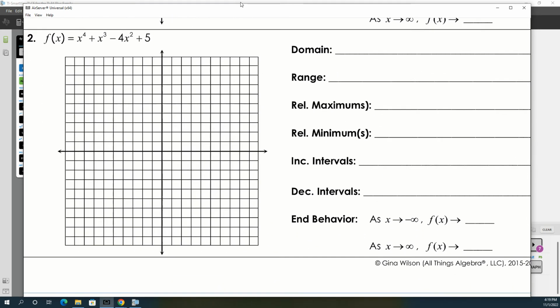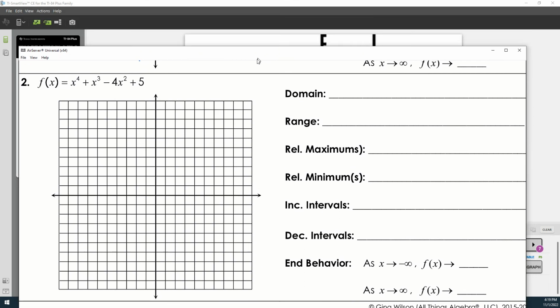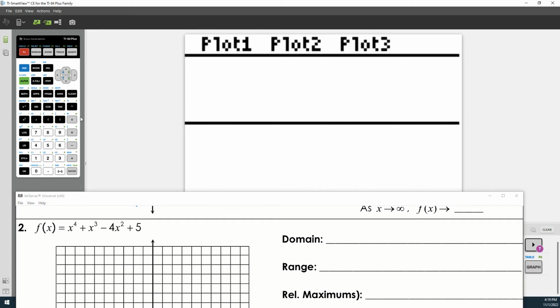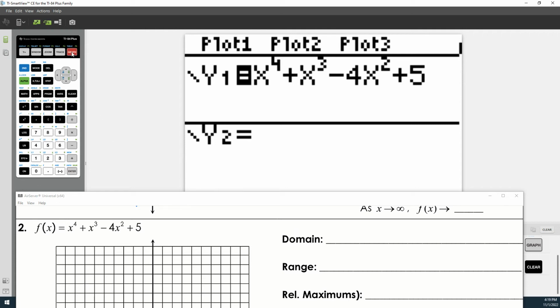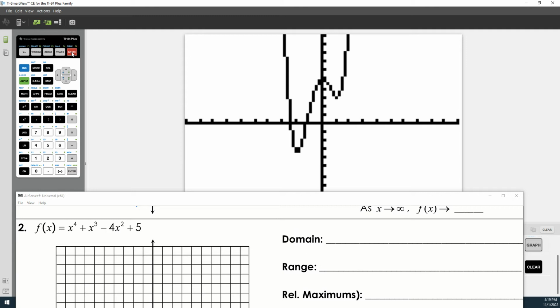Okay, let's look at number 2. So let's go ahead and get that typed into the calculator. This one looks like a kind of crooked W. So I hadn't talked about this yet, but this one is actually going to have 2 relative minimums and 1 relative maximum. So it's okay. You can have multiple. So anytime you have a valley, it creates a minimum. And anytime you have a mountain, it creates a maximum.